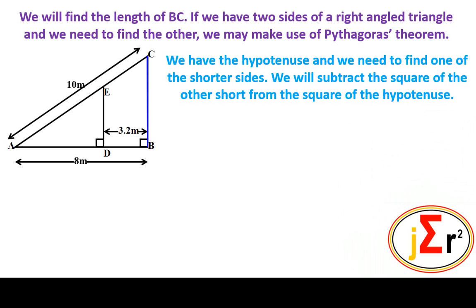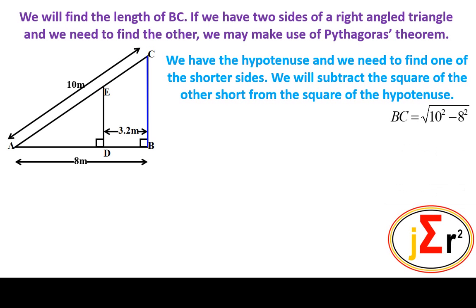But it is important to note that we have the hypotenuse, because a common mistake that students make is that as soon as they are required to find one side of a right-angled triangle, they go ahead and add the squares of the other two sides. We have the hypotenuse and we need one of the other shorter sides. Therefore, when we find the squares, we will subtract the square of one short side from the square of the hypotenuse.